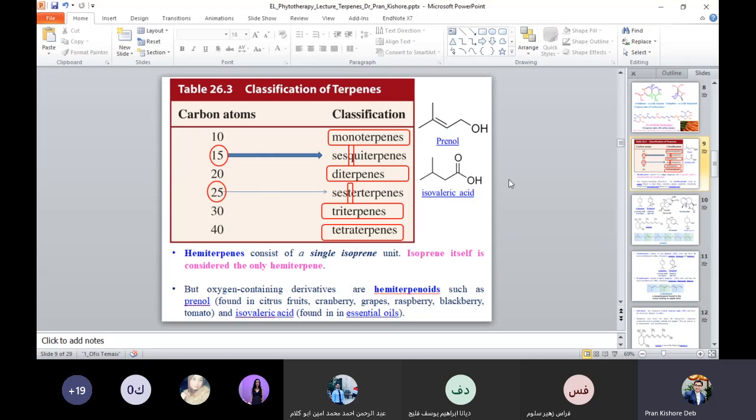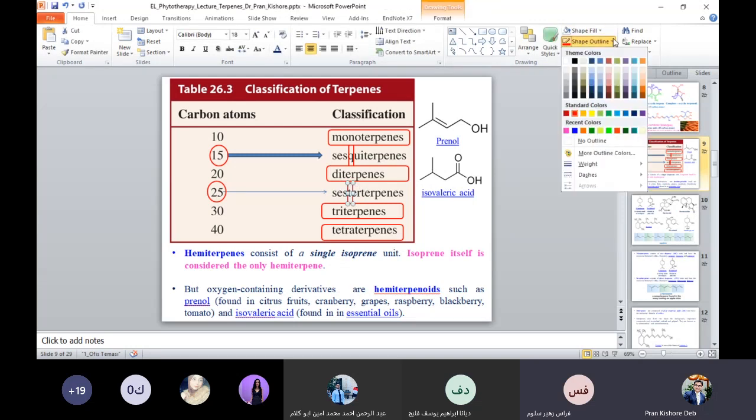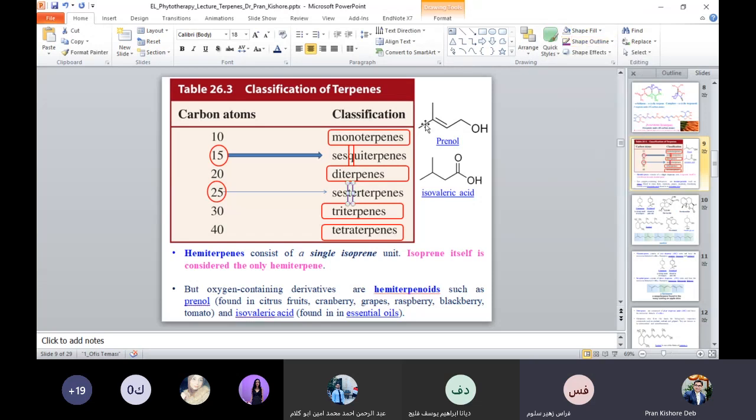Now, if the sesquiterpene contains oxygen, what will be the name? Sesquiterpenoid, right? If the sesterterpene contains oxygen, what will be the name? Sesterterpenoid. So is the classification clear, all of you? Okay. Now read something that is given at the bottom, then I will give you a lot of exercises, which are not in the lecture slides that you have taken.